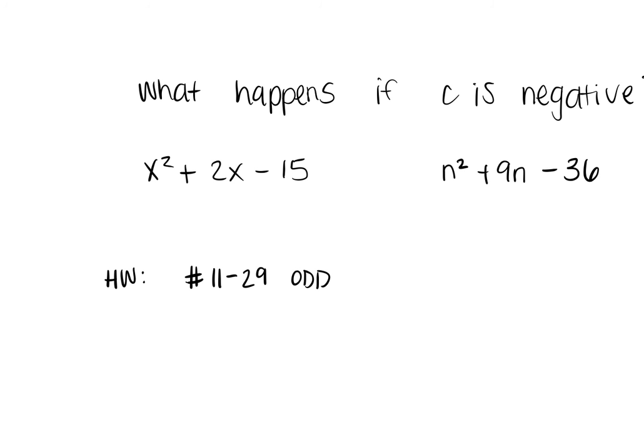And let's take x squared plus 2x minus 15. So we need two numbers that when you multiply them together, they give you negative 15, but when you add them together, they give you positive 2. So when we multiply them together, they give us negative 15, and when you add them together, they give us positive 2.